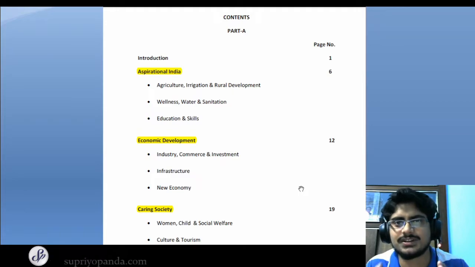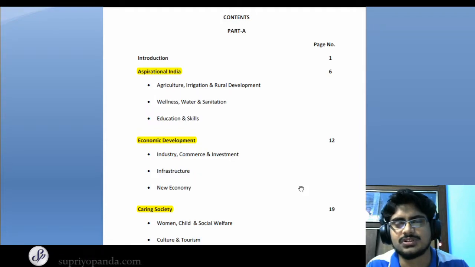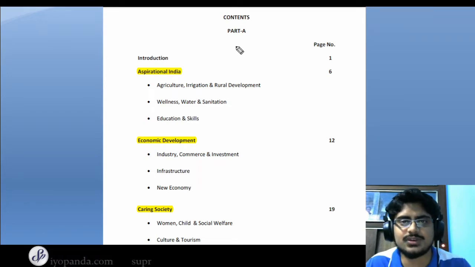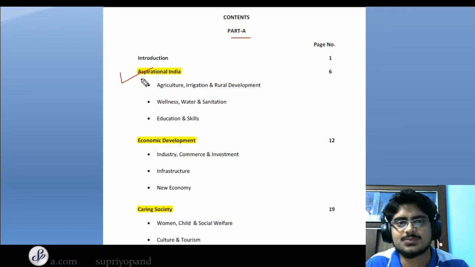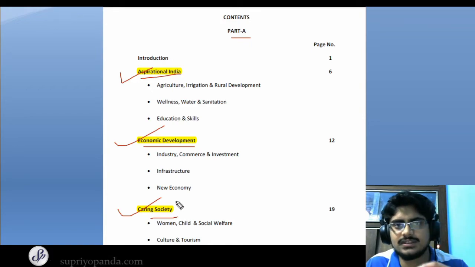So basically the budget is presented in two parts. It is presented in part A, where we have all of the main themes and we have about the governance and about the financial sector, etc. And there is another thing called the part B, where we have the direct tax proposals and the indirect tax proposals. So for us, it is very important to cover it comprehensively. So the document that you can see in front of you, it is the full budget speech. And as you can see, part A, it contains the three central themes, which is aspirational India, economic development, and caring society. So these three things we have to cover.